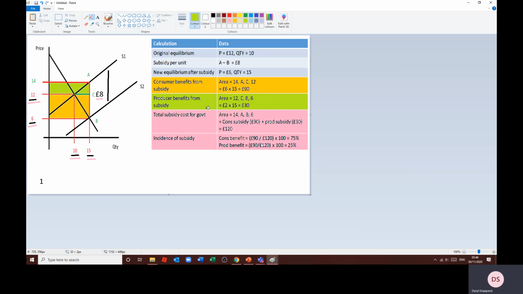Right, okay, now look at the bottom box again in that table. Put it in blue to make it stand out. What we know is the consumer benefit from the subsidy works out to be 90 out of £120. So that is 75% will go to the consumer. The producer will pick up the remaining £30. So they're going to be picking up the remaining 25% of that subsidy.